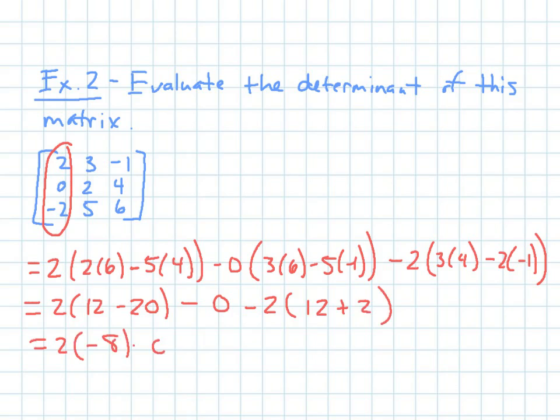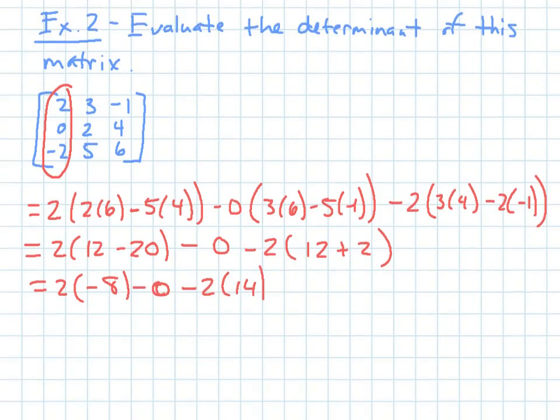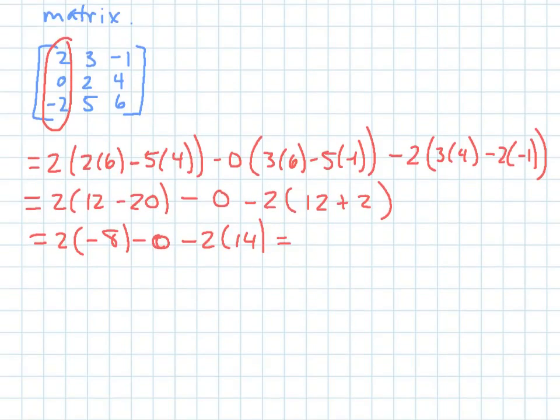So here 2 times -8, minus 0, minus 2 times 14, okay? So that gives me -16 minus 0 minus 28, and that will give me -44, okay? They won't always be negative, it just so happens that this one, like the last two, have been, but that would be the determinant for this 3 by 3 matrix, okay? And have fun.